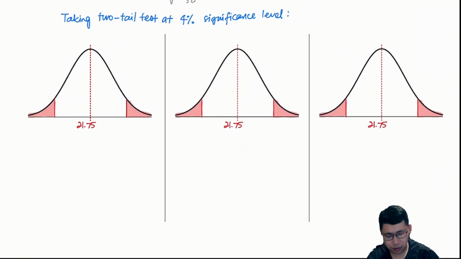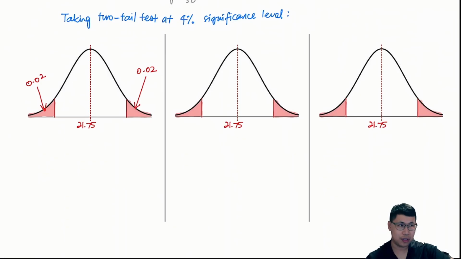Now for the p-value method, I'm going to look at the probability. So 4% on each side will be 0.02, and this one over here will also be 0.02. For the p-value method, I can do this straight away. Let me kickstart the p-value method process right away.